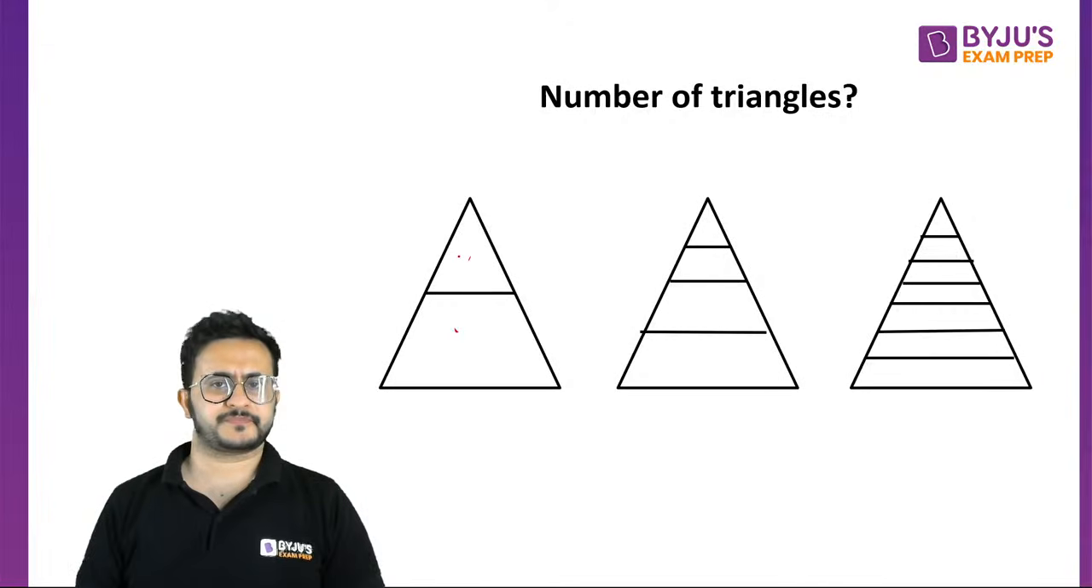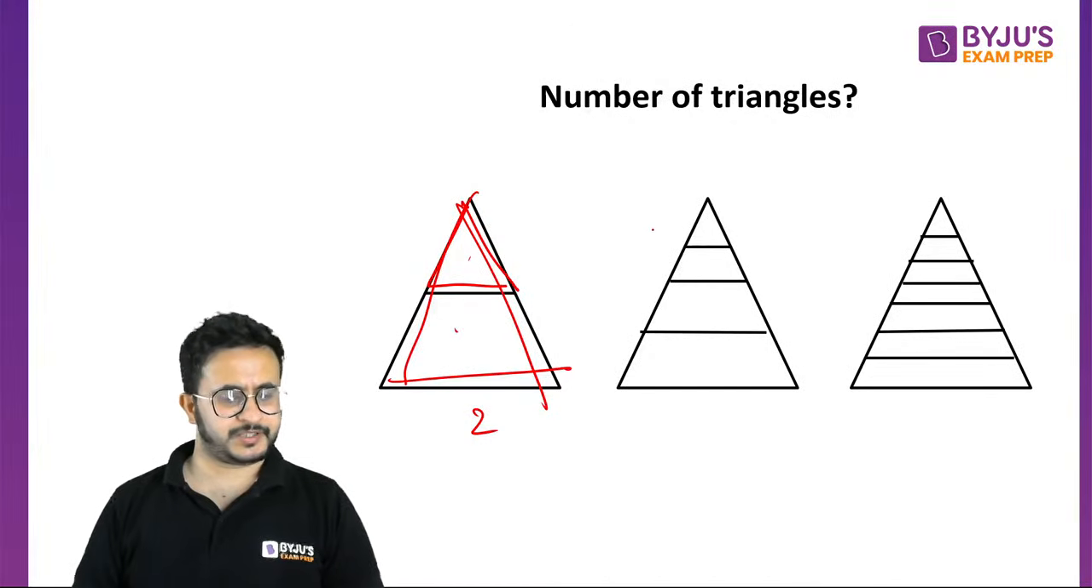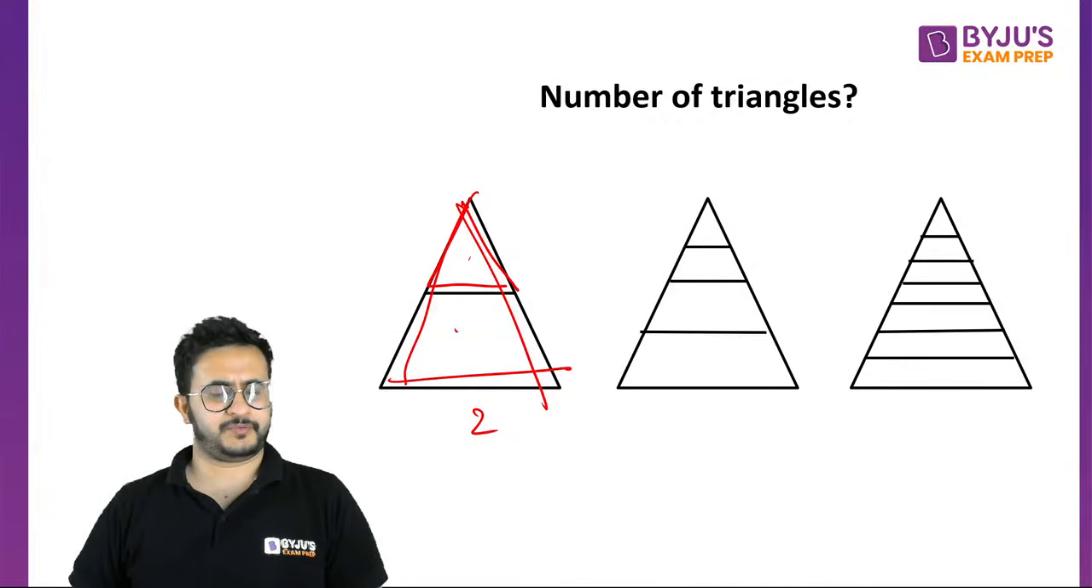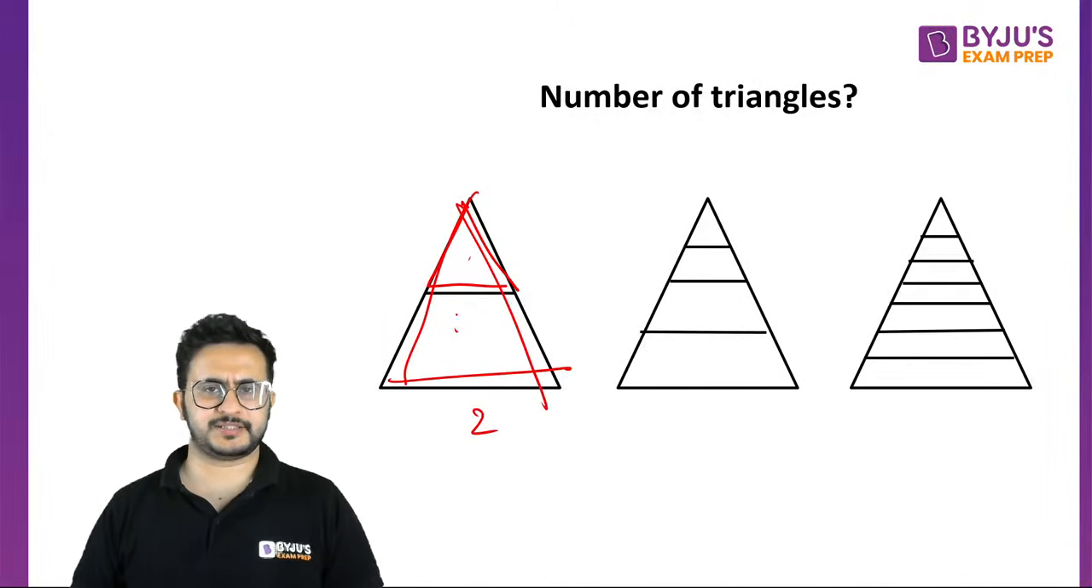If we see this, there is one triangle, this smaller triangle, and then there is the larger triangle. So there are two triangles in this figure. Now if we see this second figure, let us count and tell the number of triangles in this. The first one was simple, two triangles. This is triangle one, and the larger triangle is the second. How many triangles in this figure?